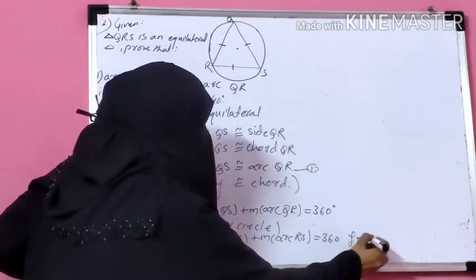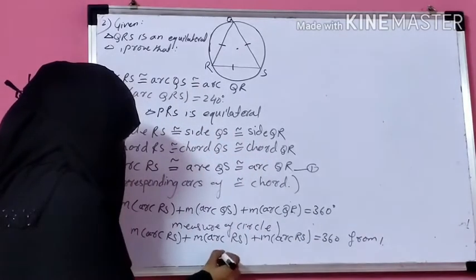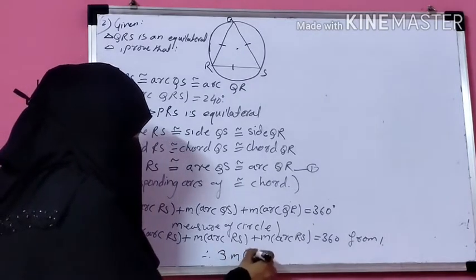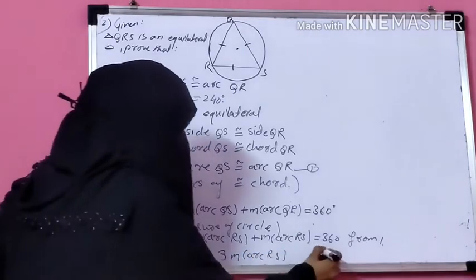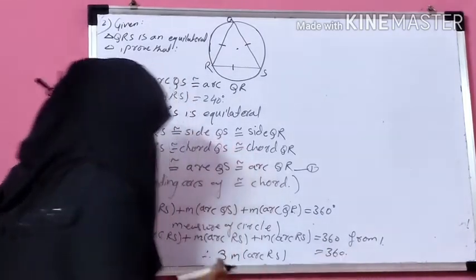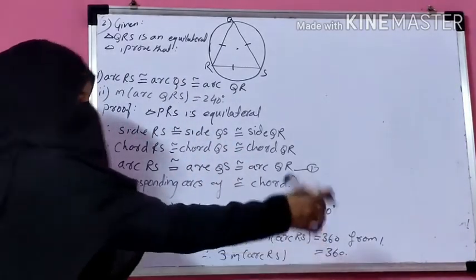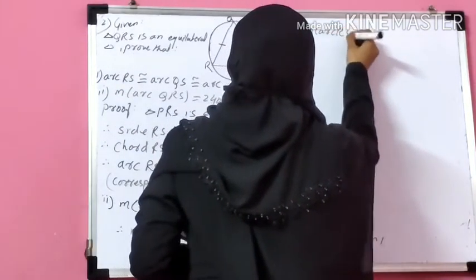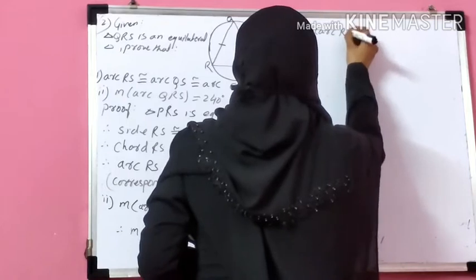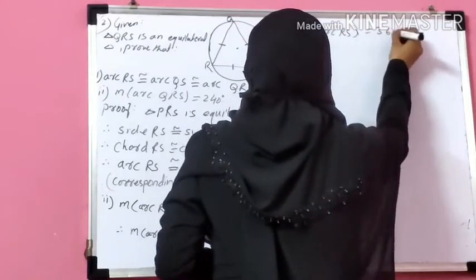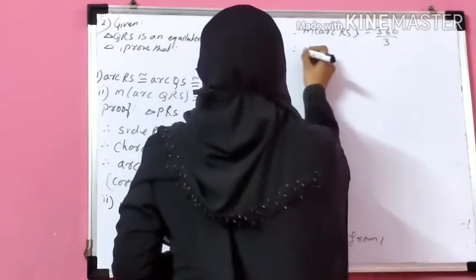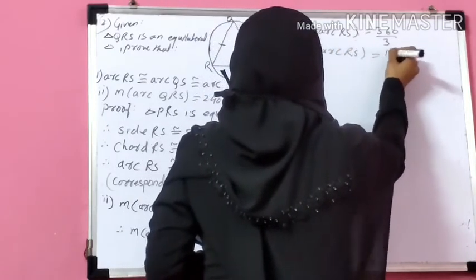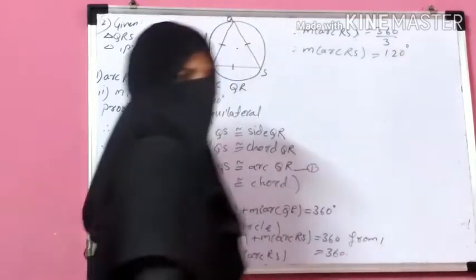So give here from 1. So therefore 3 times measure of arc RS is equal to 360. 3 here in multiply, that side goes in divide. So therefore measure of arc RS is equal to 360 divided by 3. So therefore measure of arc RS is equal to, 3 1 is 3, 3 2 is 6, 120 degree.